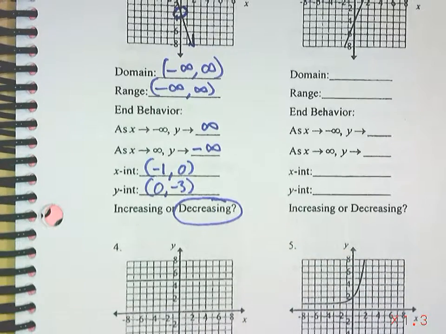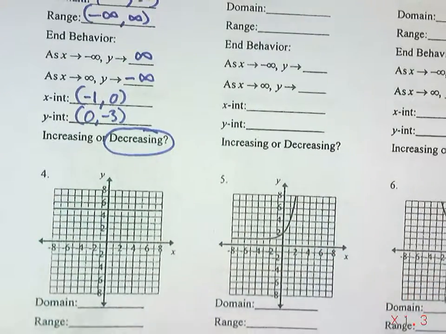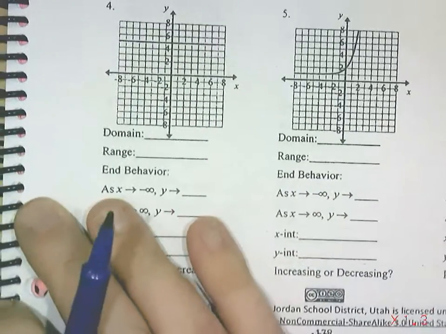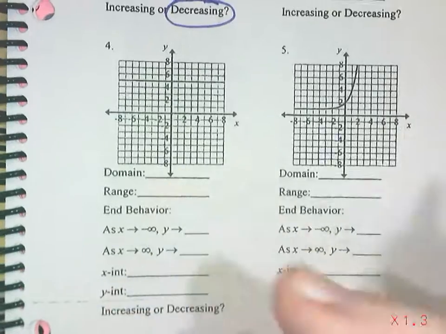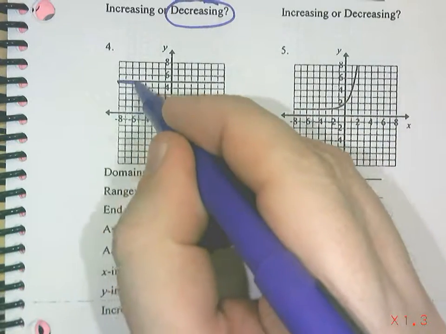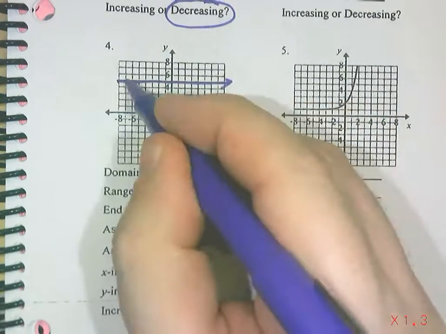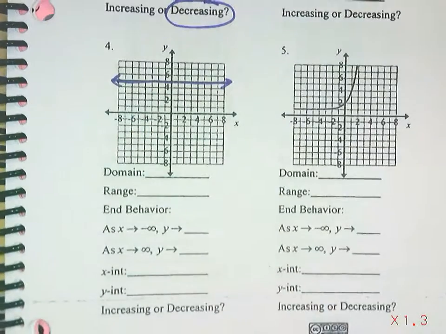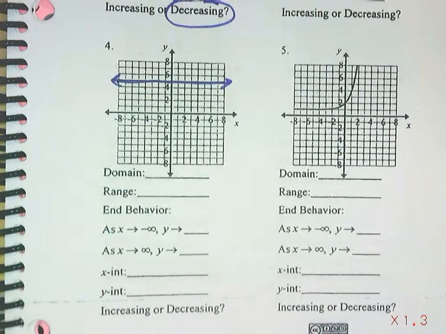Not too tough, right? Let's look at another example here. Let's look at something a little trickier. Let's look at the horizontal line. So the horizontal line right here, you can't see, I'll darken it a little bit. There's a horizontal line right there.